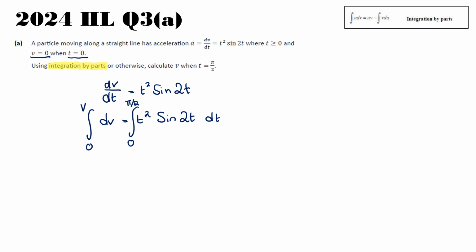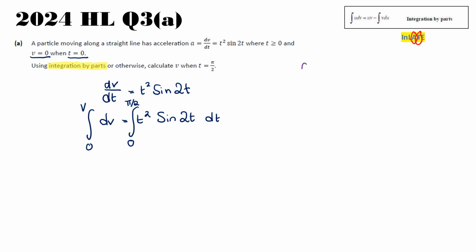So we're doing integration by parts. Here is our formula, and we need to remember when we're doing integration by parts, ILATE, which means the order that we have for our parts must be inverse, then log, then algebra, then trigonometry, then exponential. We have two pieces here. We have t squared, which is algebraic, and then we have sine 2t, which is trigonometry. So these are currently in the correct order.